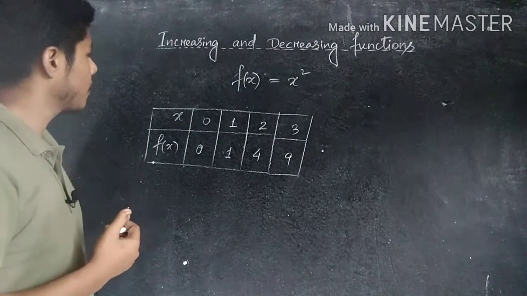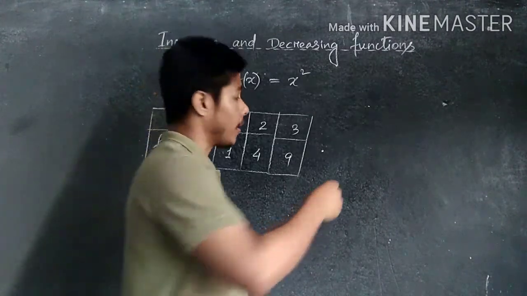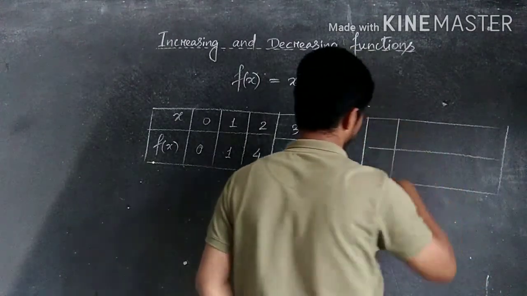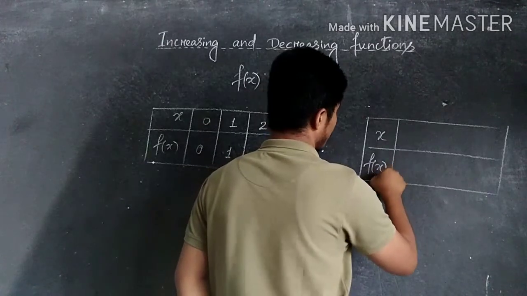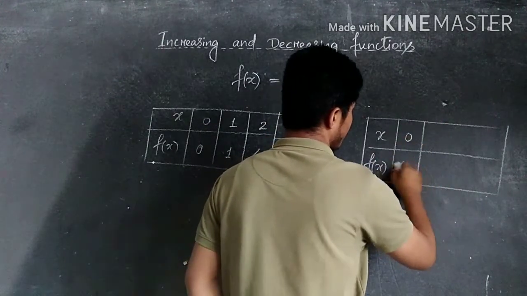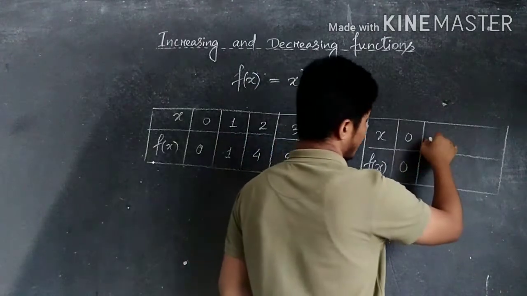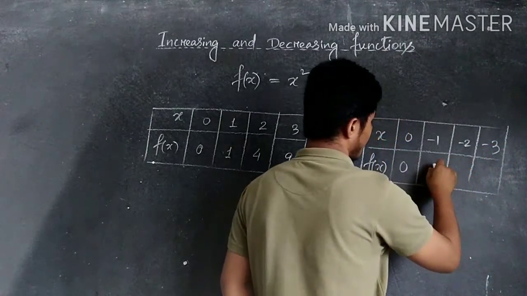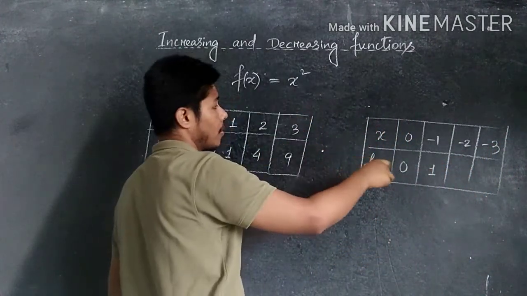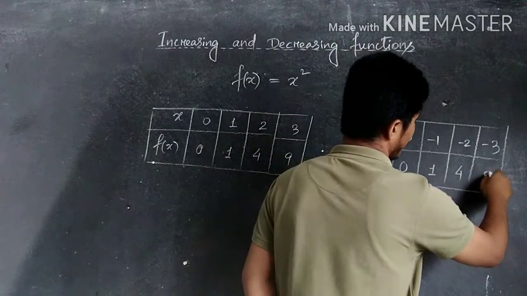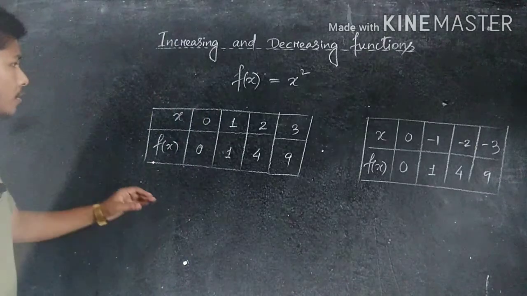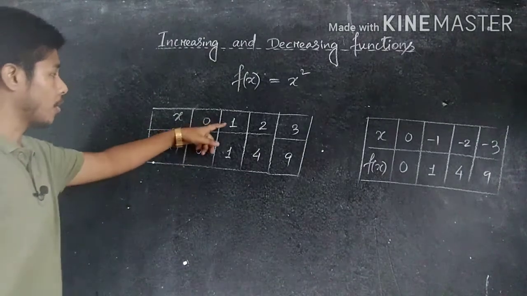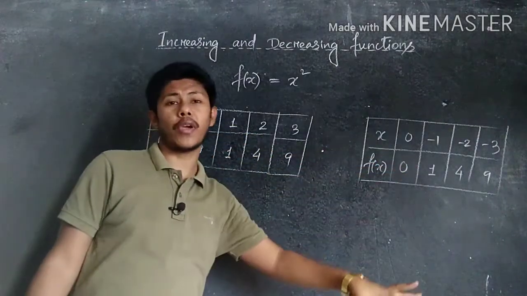Similarly, if we choose some negative values, we make another table, x and f(x). If x = 0, then it is 0. If we take some negative values, suppose -1, -2 and -3, then for -1, square is 1, for -2 we write 4, and here we write 9. In this way we make the table. So when x = 0, f(x) = 0; when 1, 1; 2, 4; 3, 9. In this way we make these two tables.